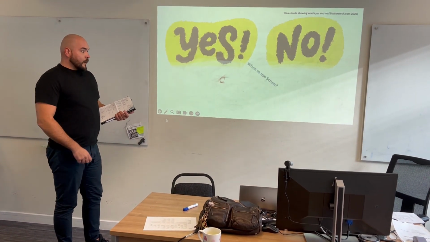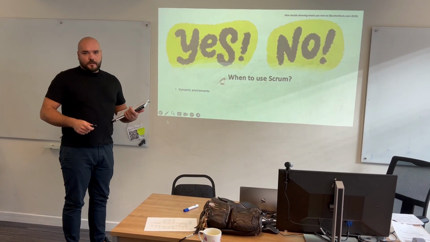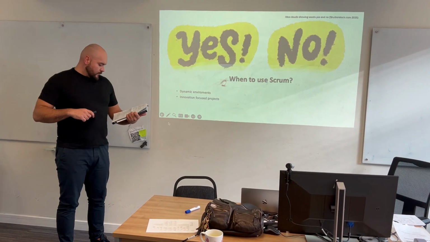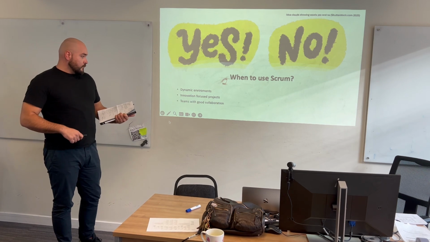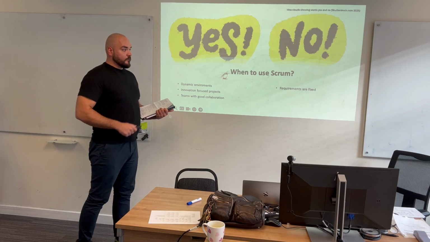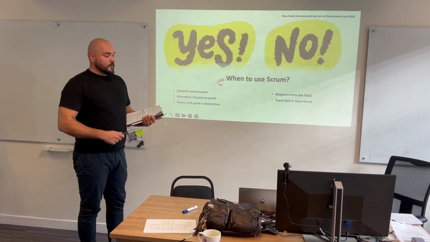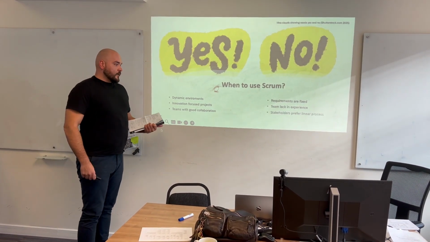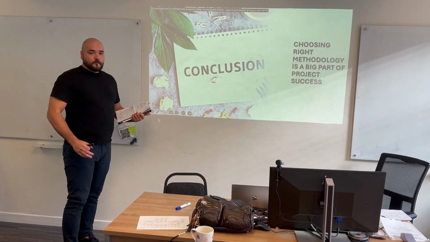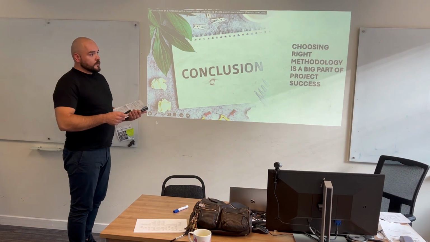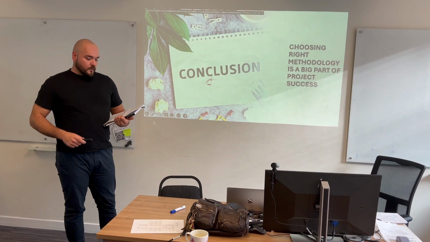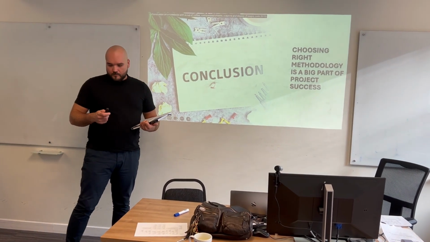So, when to use Scrum? We can use Scrum especially in dynamic environments, when we have an experienced, collaborative team and ongoing living projects. We don't use Scrum when requirements are fixed, like in the waterfall model, when the team is lacking experience, or when stakeholders prefer linear processes. The conclusion of all of these methodologies: choosing the right methodology is a big part of project success. And when choosing a methodology, choose one that fits your needs.